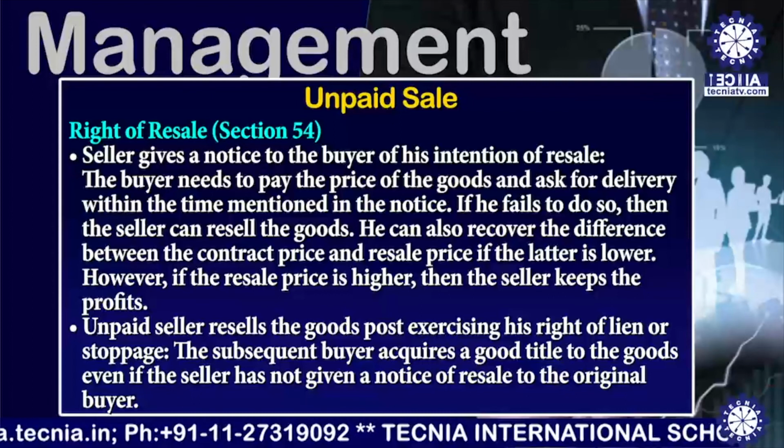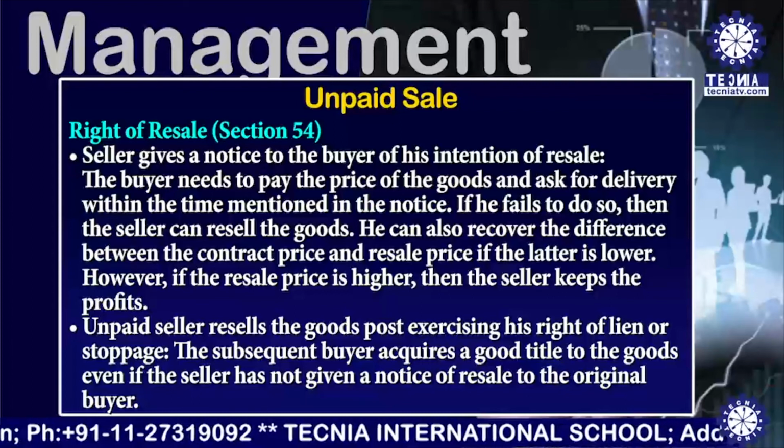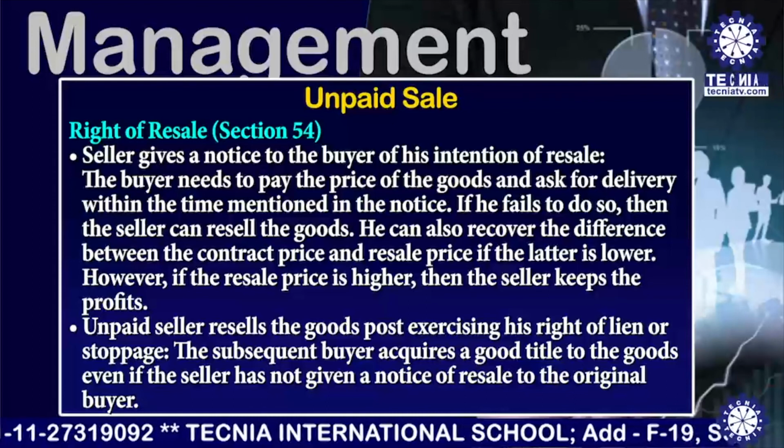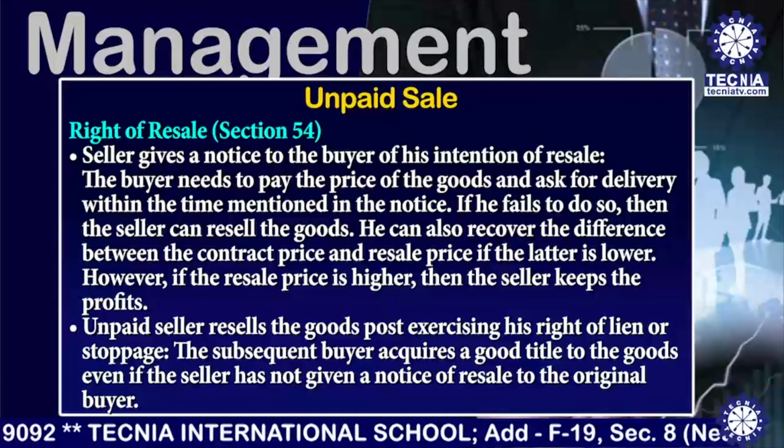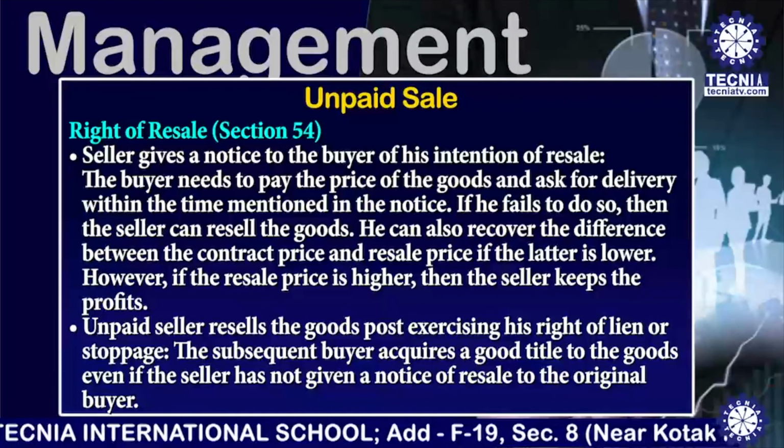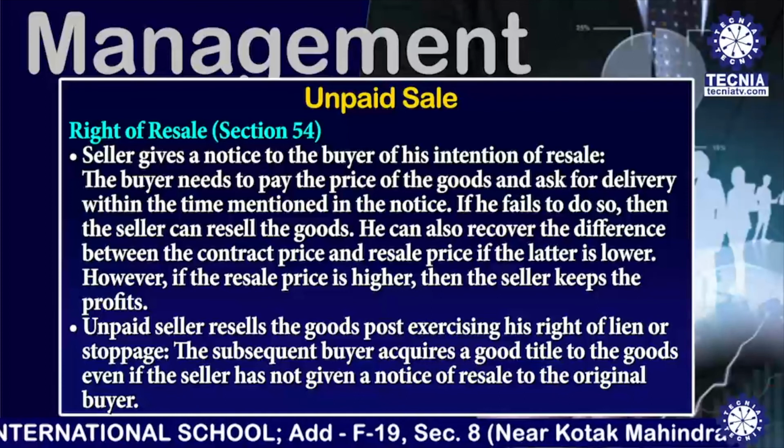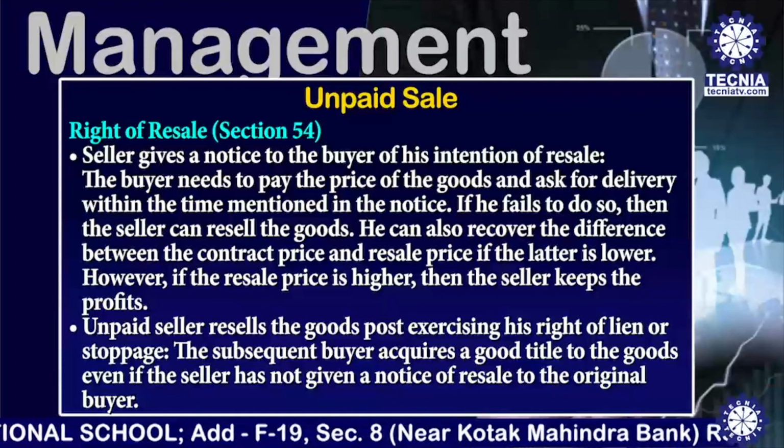Number three, the unpaid seller resells the goods after exercising his right of lien or stoppage. The subsequent buyers acquire a good title to the goods, even if the seller has not given a notice of resale to the original buyer.